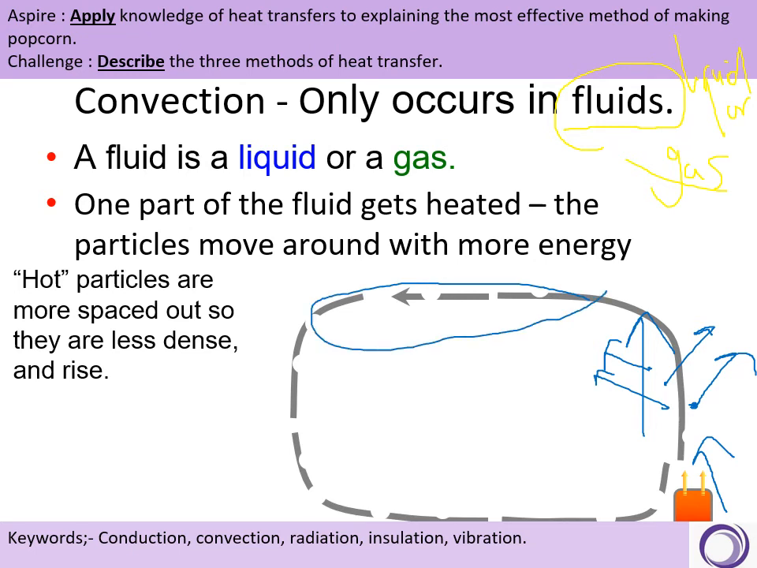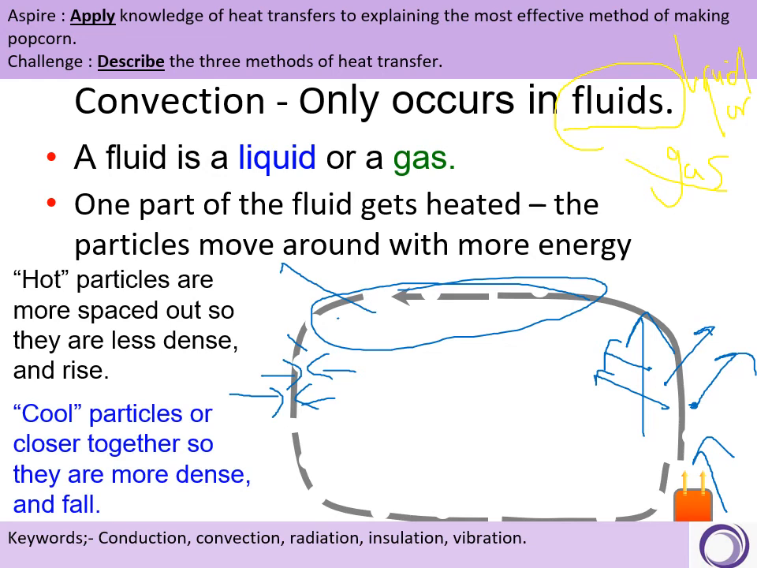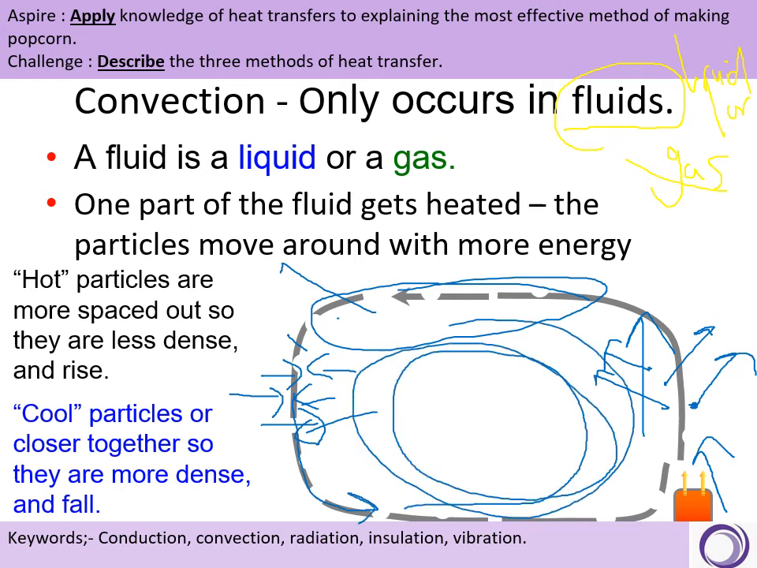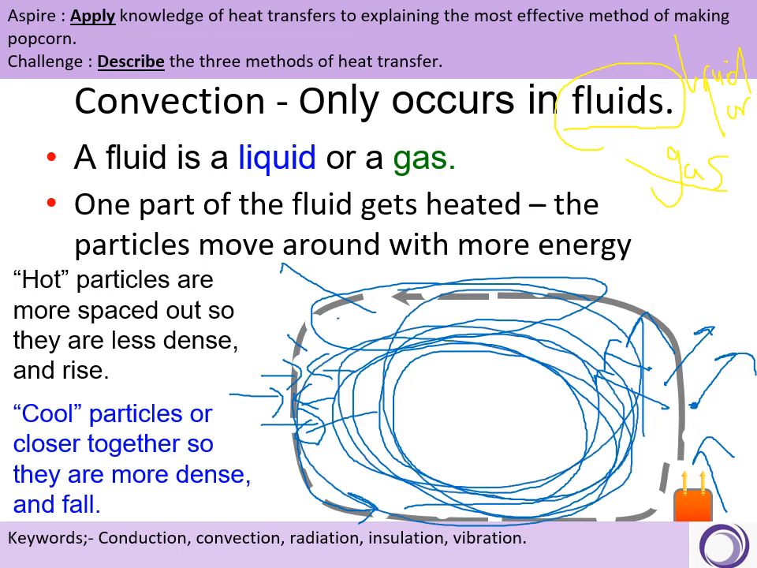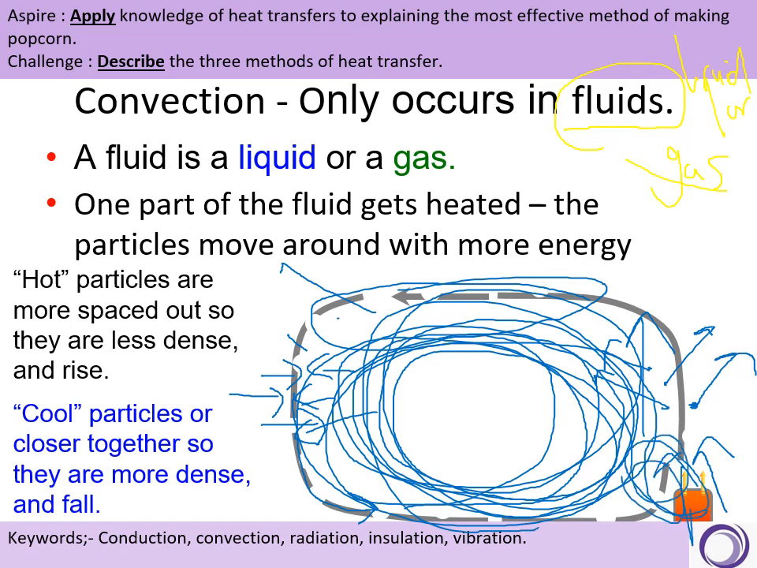When they're up here, they lose their energy or it gets transferred somewhere else. Therefore, the particles start to condense. They get closer together, they become more dense, and it starts to fall. And this cycle continues as so. I'm going to run out of space in a second, but it keeps going like this. And it'll keep going round and round as long as there is heat energy being added into that cycle.